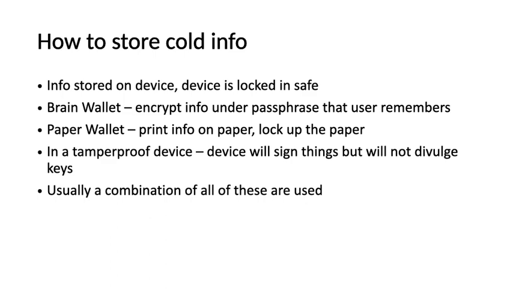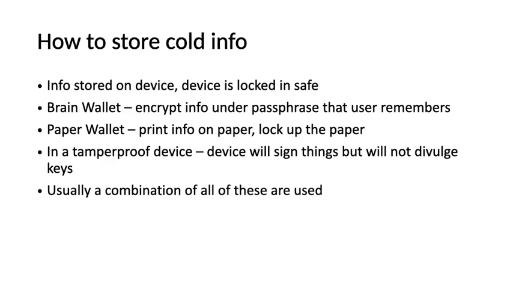So, how do we store this cold information? There are a few different ways. One would be the information is stored on a device, and then we lock the device in a safe. Another option is to use a brain wallet. The information is encrypted under a passphrase, and then you just remember that passphrase. The passphrase must then be used in order to retrieve it. Of course, the security of this is only as good as what the password is, which runs into any type of password problem.